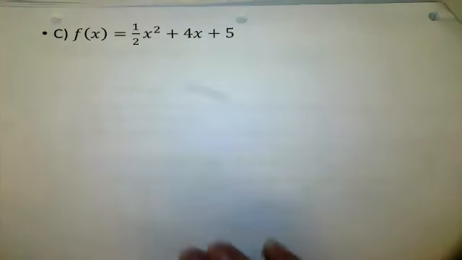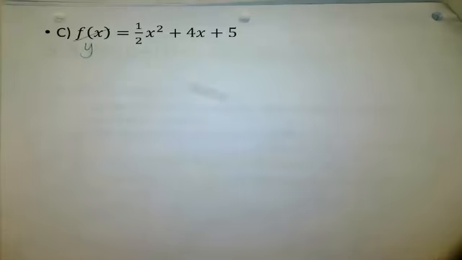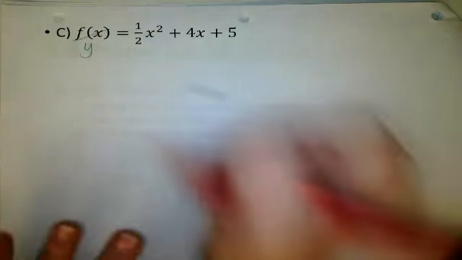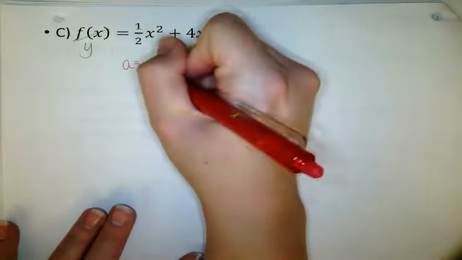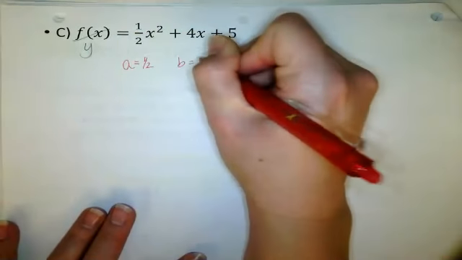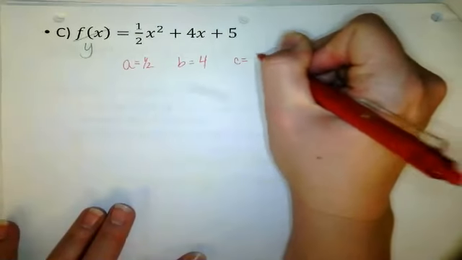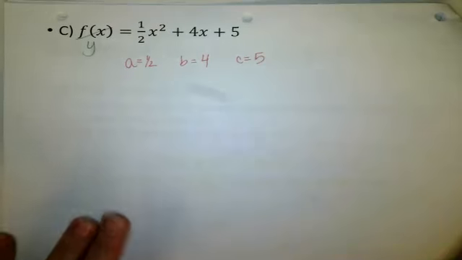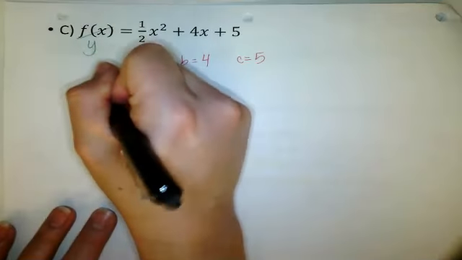All right, we got one last one here. f of x or y equals 1/2 x squared plus 4x plus 5. Is this an up parabola or a down parabola? Does it open up or does it open down? Opens up. Good. What is our a value? What's the b value? And what's the c value? 5. Good.